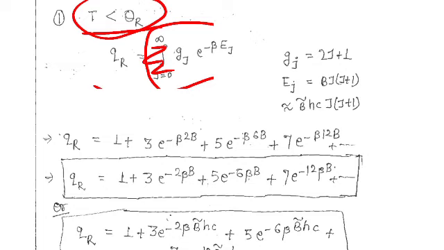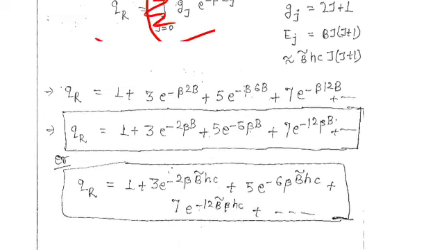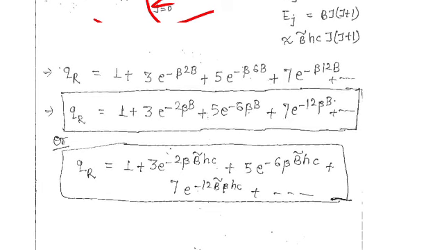Alright, so here if we have to write q_R in the form of centimeter inverse, then we just substitute B with beta Bhc. I usually do not remember this one. I usually just remember this one and convert it at the time of need with B equals Bhc in centimeter inverse. I usually remember the value of q_R in joules.